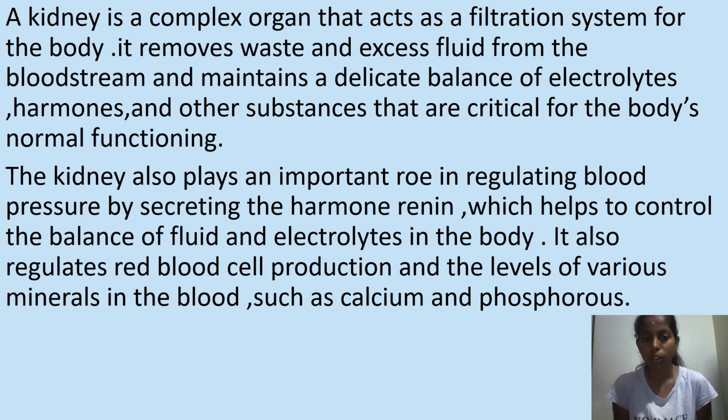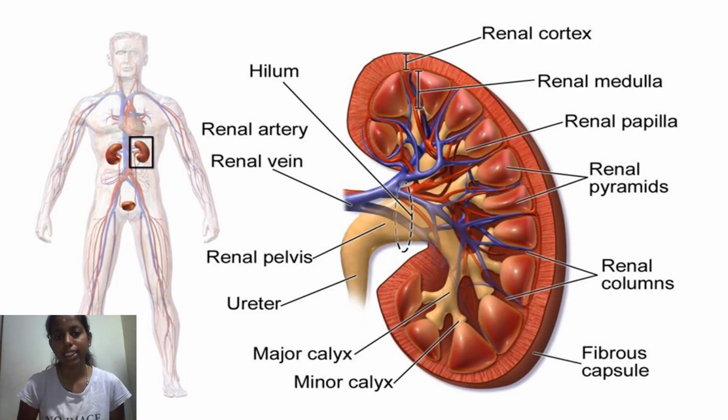The kidney also plays an important role in regulating blood pressure by secreting the hormone renin, which helps to control the balance of fluid and electrolytes in the body. It also regulates red blood cell production and the levels of various minerals in the blood, such as calcium and phosphorus. In this slide, you can see the architecture of the kidney.